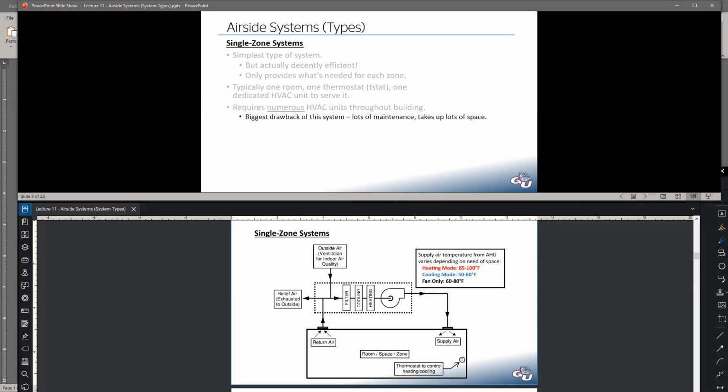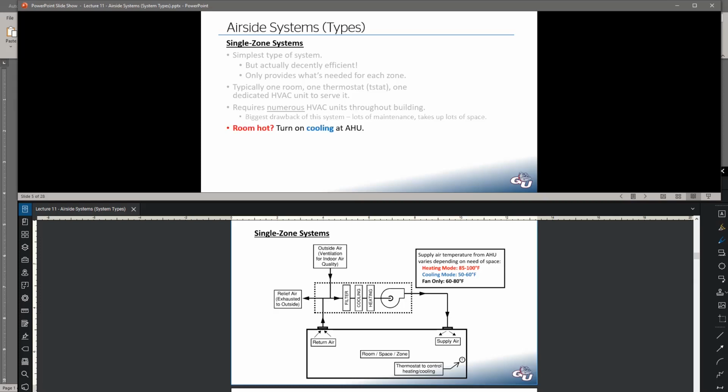If you have a bunch of these units, there's lots of maintenance, because every single one of those has filters, it has a fan, it could have other components that need maintenance, and it takes up a lot of space to have a dedicated unit for every single zone.